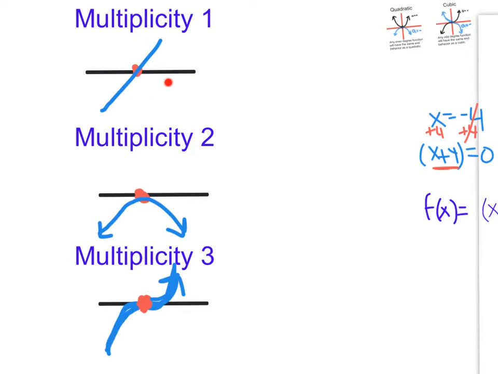The multiplicity of 1 will cross through as a line. The multiplicity of 2 will just touch as a parabola. Multiplicity of 3 will behave like a cubic function. It'll cross through like a little snake-like curve.